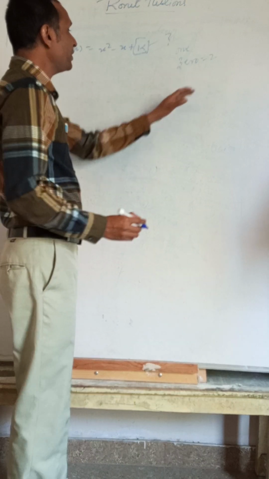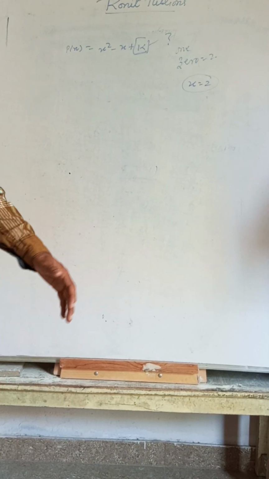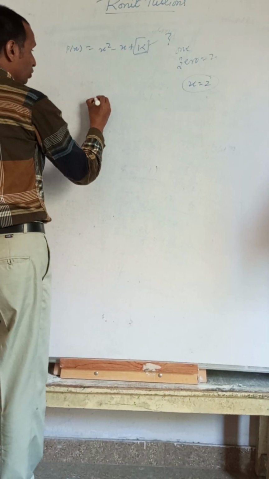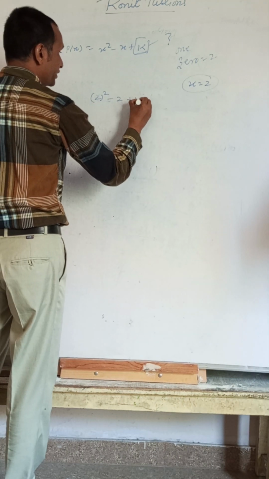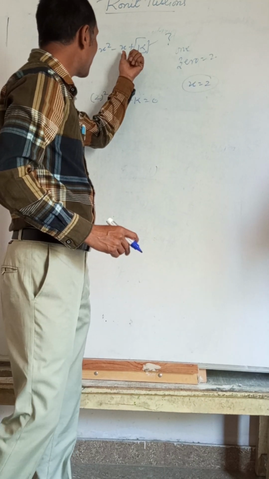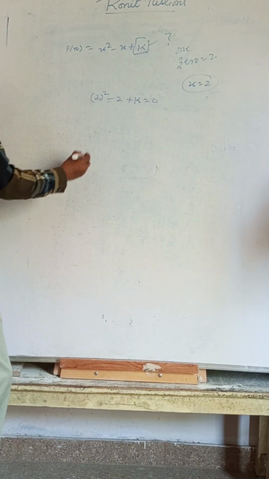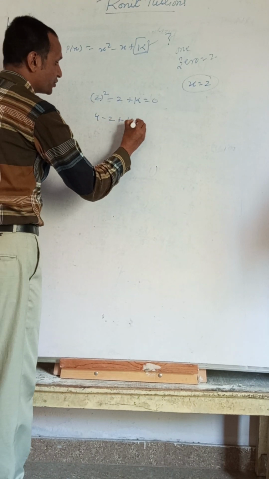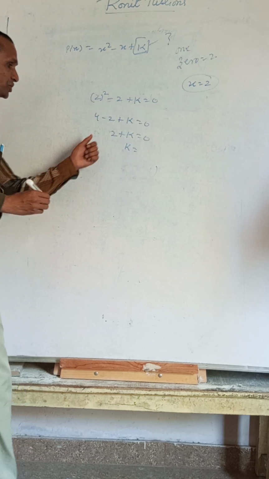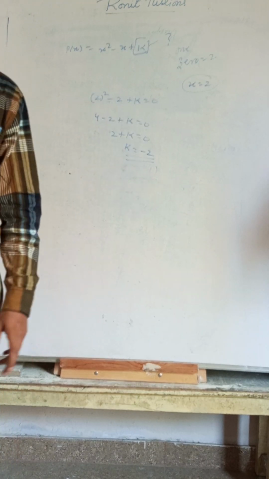If we substitute x equal to 2, the answer will come 0, since it is a zero of the polynomial. So in place of x we put 2: 2 squared minus 2 plus k is equal to 0, because 2 is a zero and it satisfies the equation. So 4 minus 2 is 2, plus k is equal to 0. Transposing 2 to the other side, it becomes minus 2. So the value of k is minus 2.